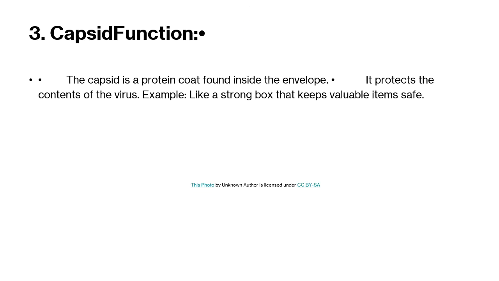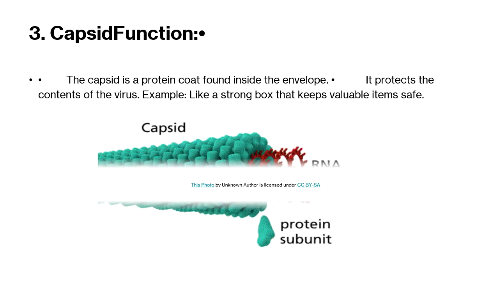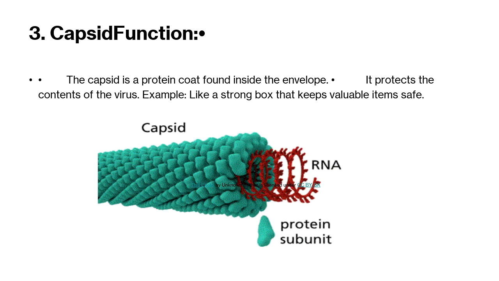Then we'll talk of the capsid, which is a protein coat found inside the envelope, and it protects the contents of the virus. This is like a strong box that keeps valuable items safe, because the virus itself is valuable according to it. So you can look at the image.